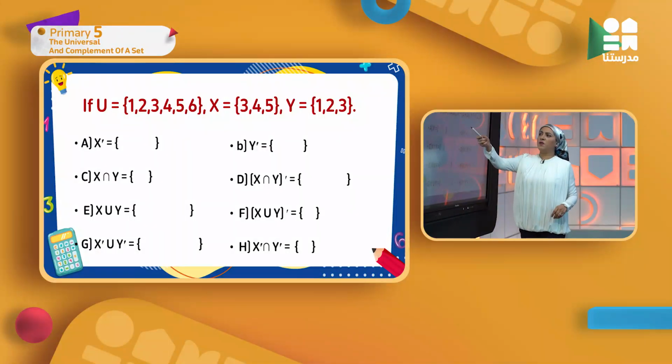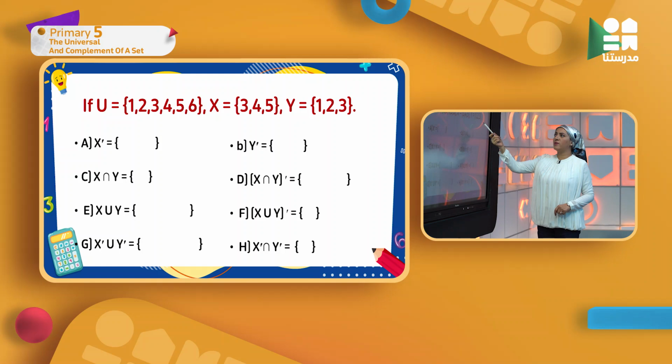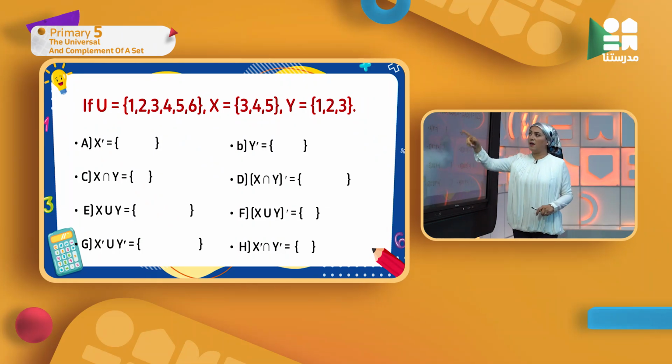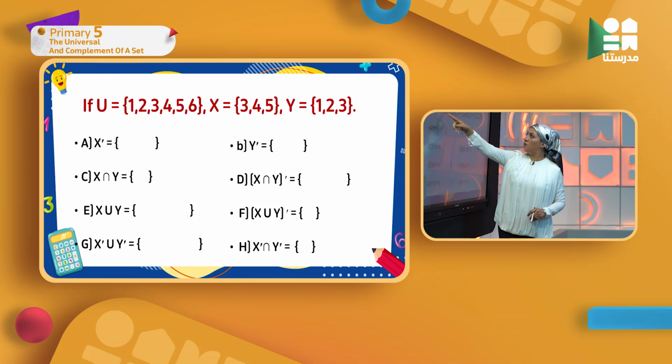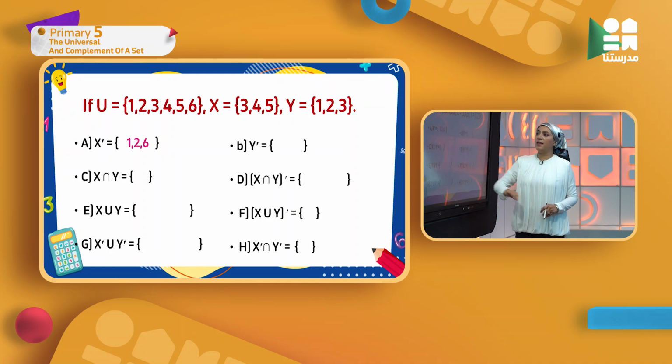Okay, let's answer this question. If I have the universal set 1 2 3 4 5 and 6, the set X is 3 4 and 5 and the set Y is 1 2 and 3, and I want to get first the complement of the set X. يبقى أكيد هختار كل ال elements اللي موجودة in U بس مش موجودة in X, which is going to be 1 2 هسيب 3 4 and 5 then I'll take the 6. Okay, then it will be 1 2 and 6.